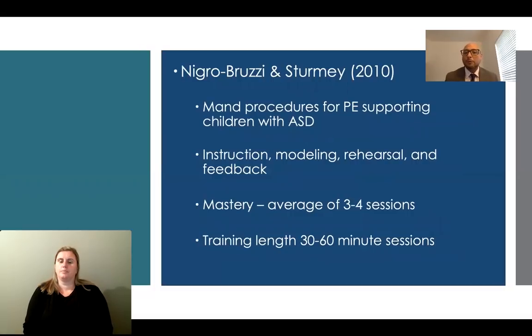Similarly, Niger-Bruzzi and Sturmy in 2010 trained paraeducators to deliver demand training to students with autism. Similarly, they used instruction, modeling, rehearsal, and feedback as the specific components in the training approach. In this study, mastery was reached after an average of 3 to 4 sessions across participants, and training length lasted between 30 and 60 minutes.